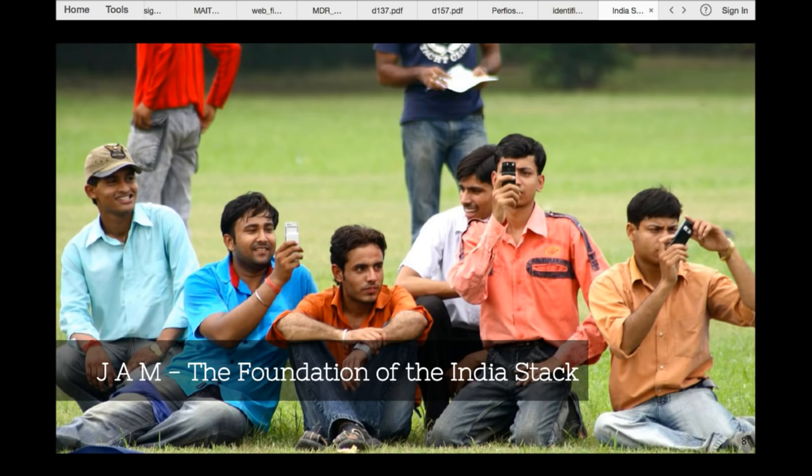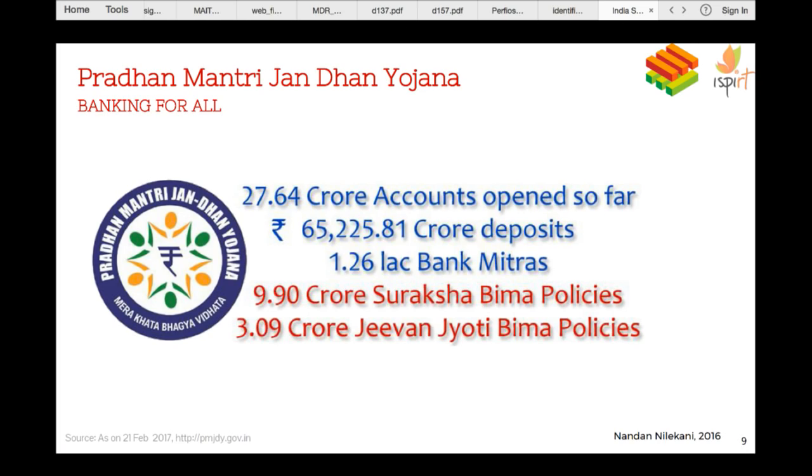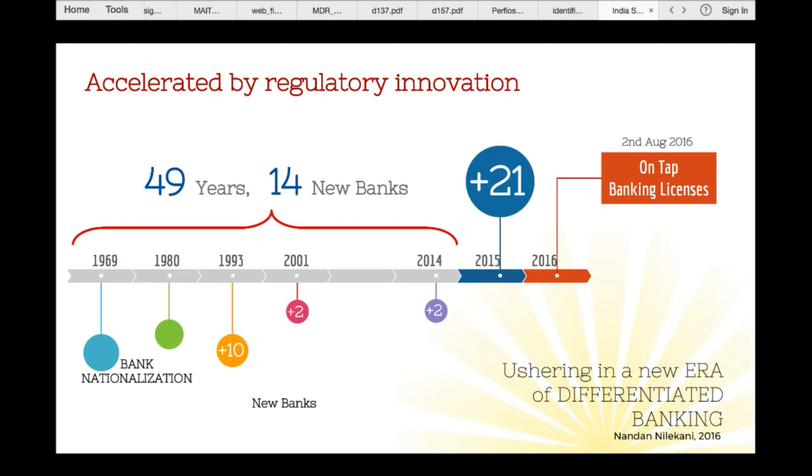You're all aware of the acronym JAM: Jan Dhan, Aadhaar, and Mobile. In Jan Dhan, over 275 million accounts have been opened so far. A large amount of money is deposited in these accounts, averaging around 2,000 to 3,000 rupees. And in addition, many more services have been layered on top of this.